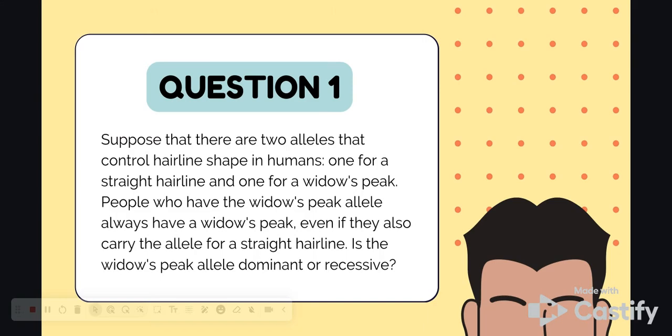Suppose that there are two alleles that control hairline shape in humans, one for a straight hairline and one for a widow's peak. People who have the widow's peak allele always have a widow's peak even if they also carry the allele for a straight hairline. Is the widow's peak allele dominant or recessive? Pause the video and see if you can solve it.